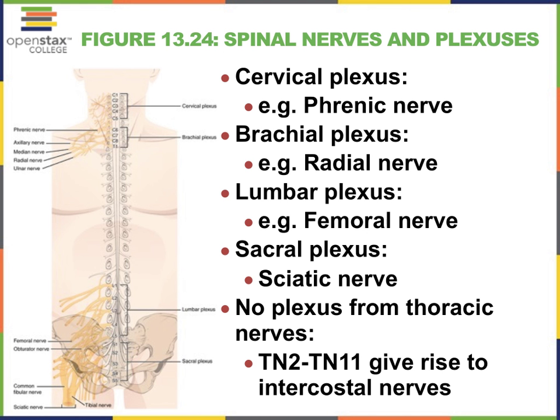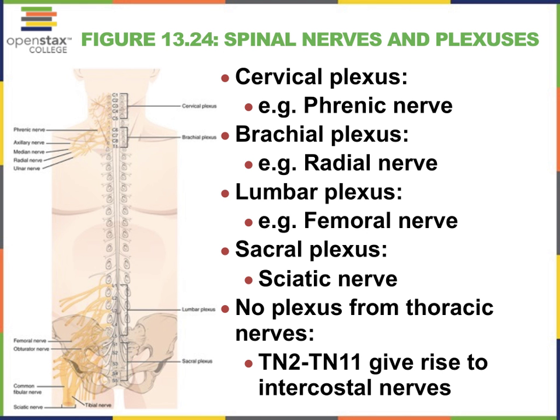Now, almost all of these spinal nerves are going to become part of this big, messy network. And in anatomy, we always refer to a network of vessels, whether they are blood vessels or nerve vessels, we call them a plexus. So we have four major plexuses, or is it plexi? I've seen both. The cervical plexus, brachial plexus, lumbar plexus, and sacral plexus.